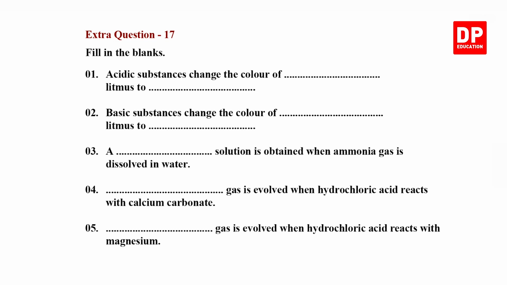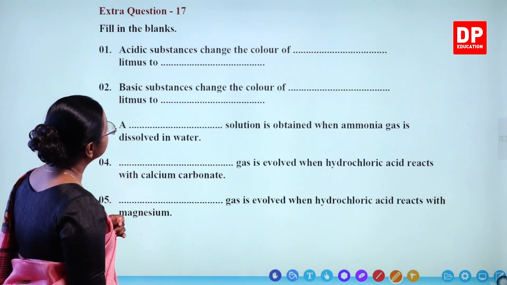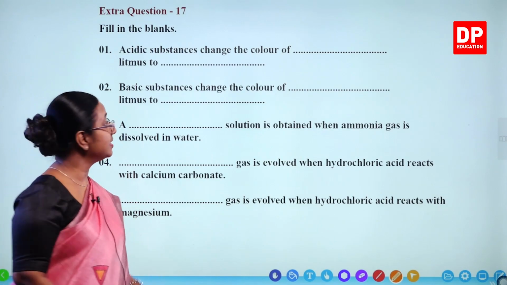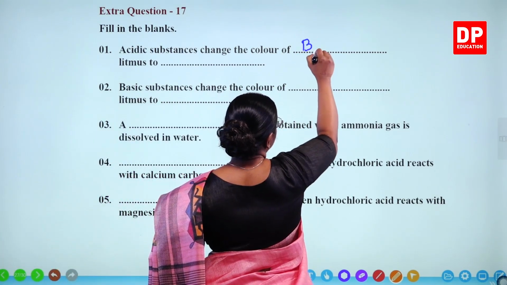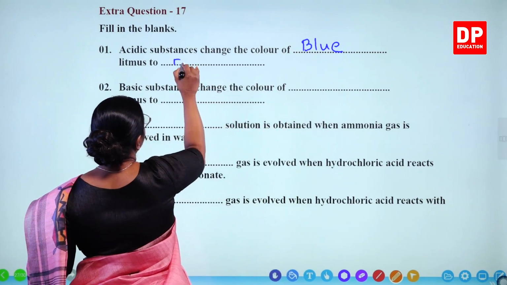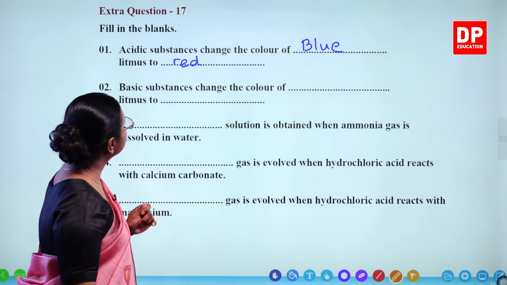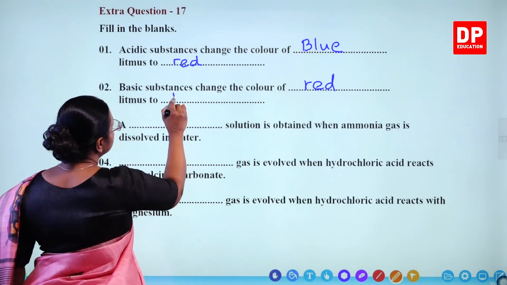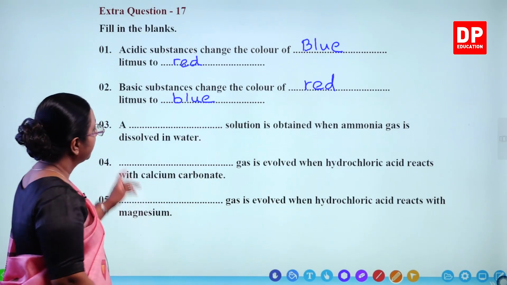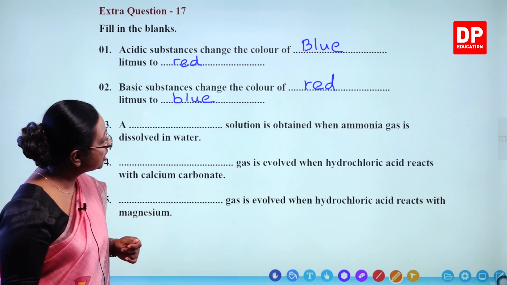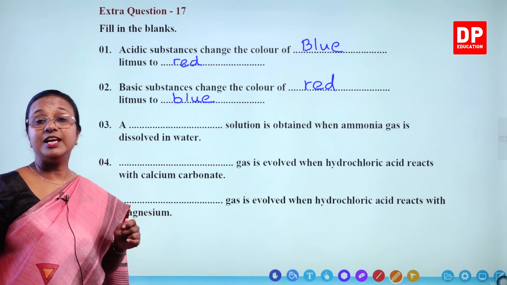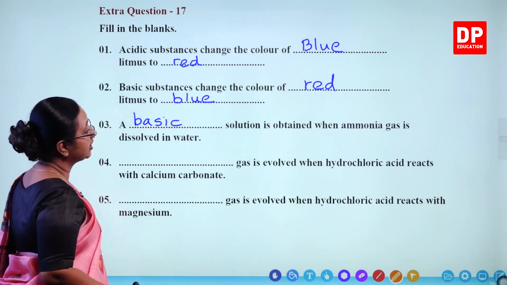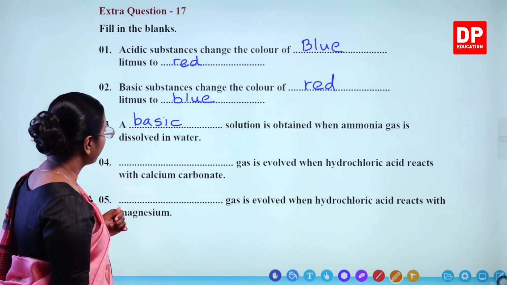Extra question 17, fill in the blanks. Acidic substances change the color of litmus to what? Acidic substances change the color of blue litmus to red. Then basic substances change the color of red litmus to blue. Then the third one, a solution is obtained when ammonia gas is dissolved in water. A basic solution. A basic solution is obtained when ammonia gas is dissolved in water.